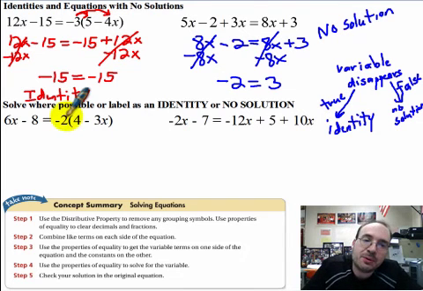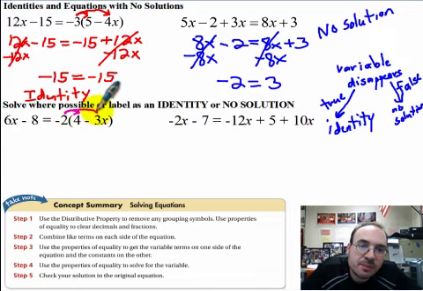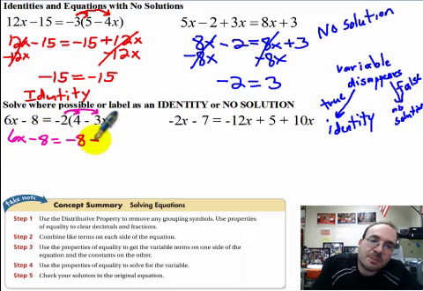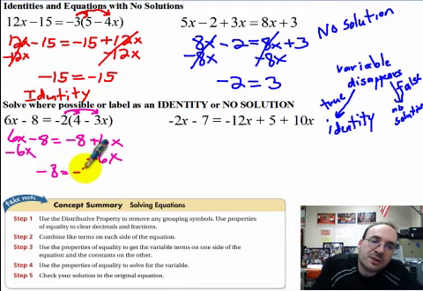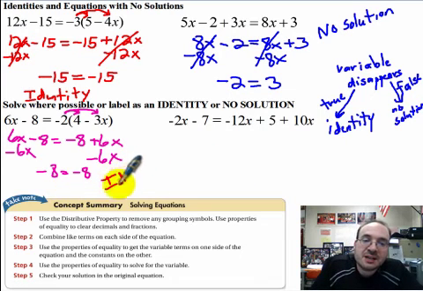And then for the next examples here, we want to label each one either as an identity or no solution, or solve it if possible. So I look at this and I'm going to distribute the negative 2. So I have 6x minus 8 on one side, and I get negative 8, and then negative 2 times negative 3 is positive 6x on the other. If you subtract 6x from both sides, you end up with negative 8 equals negative 8. Because that's always true, we have an identity.